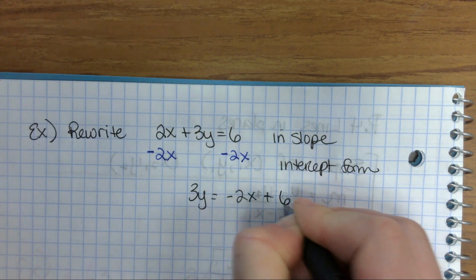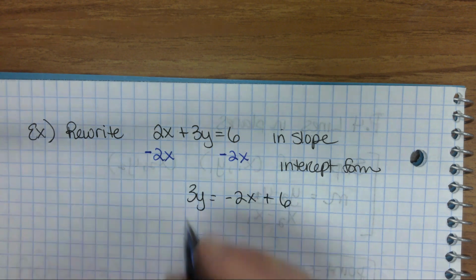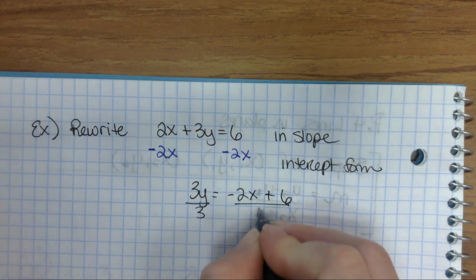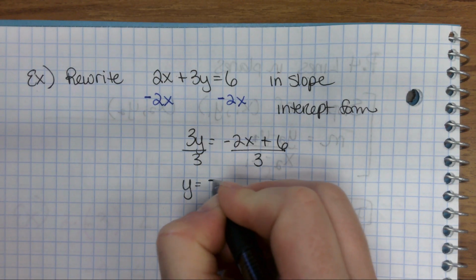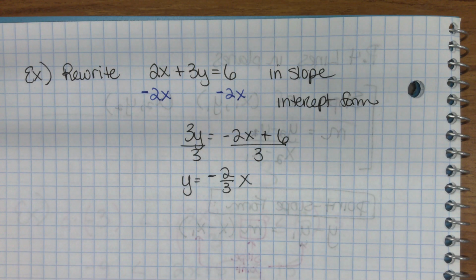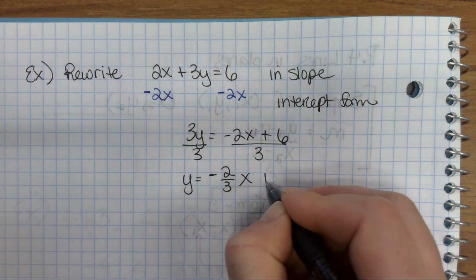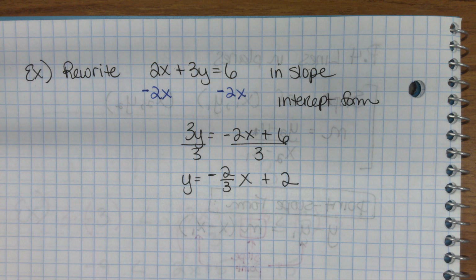I'm almost there. What do I have to do last? Divide by 3. Divide both sides by 3. Now here's how I would like you to write it. If it's a fraction, write it as a fraction. So negative 2/3 x. If you can simplify your fraction, then do. So 6 divided by 3 is 2. That would be your slope-intercept form. Okay.